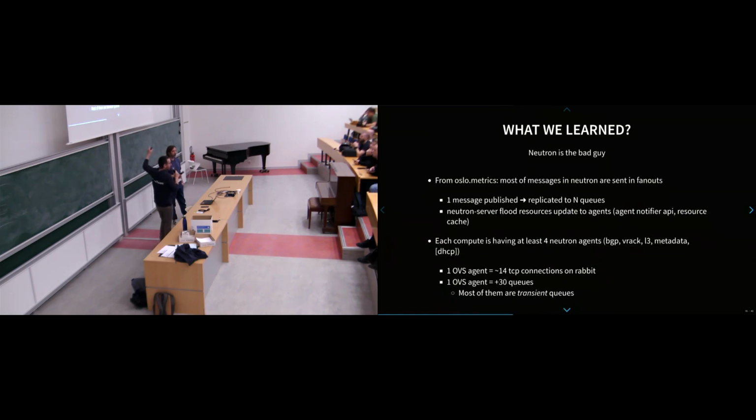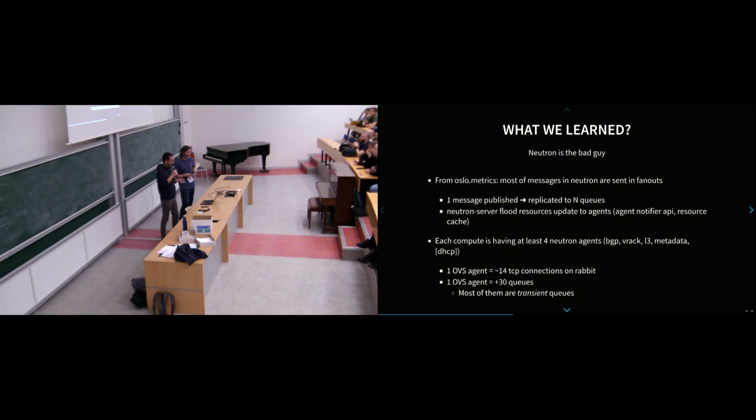And then what did we learn from this? We learned that Neutron is the bad guy. Sorry. Yeah, this is what we learned. We learned from Oslo Metrics first that most of the messages that Neutron is sending are sent on fanouts. Fanouts are queues where you send one message and it's spread over all the OpenStack agents. So if you have more than 2K agents, only one message will be spread on 2K agents. This is fanout. So we were flooded by messages like this.